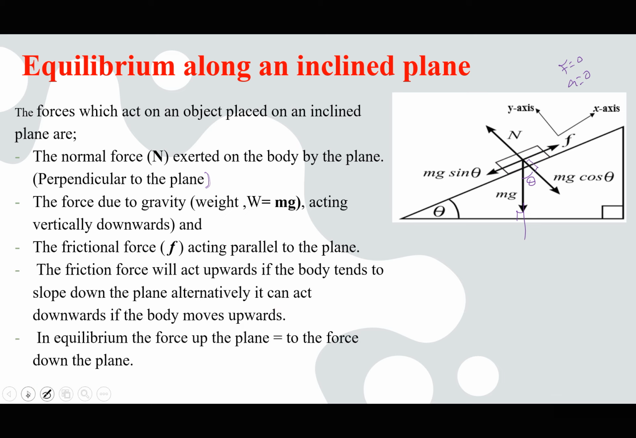So in equilibrium, the force up the plane is equal to the force down the plane. If friction is up the plane, the frictional force F, I want to use a small letter f for frictional force, is equal to mg sine theta. In equilibrium, the normal reaction N, which acts at 90 degrees to the surface, is equal to mg cos theta.